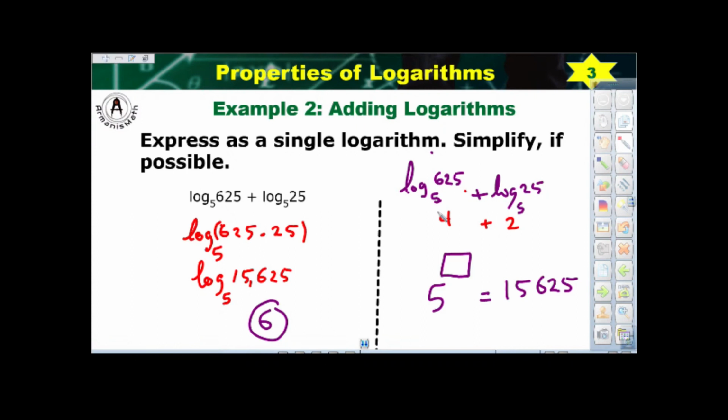So basically the value for this is 4. The value for this is 2. 4 plus 2 is 6. That's another way for you to do this kind of problem. Okay? Two different ways here. You don't really have to multiply if you know what you're doing.